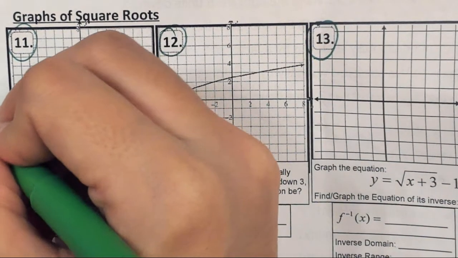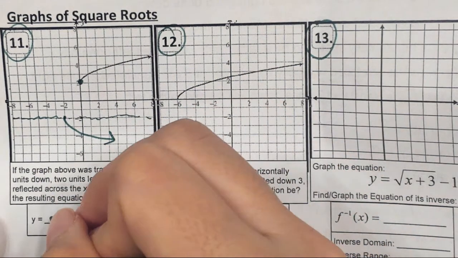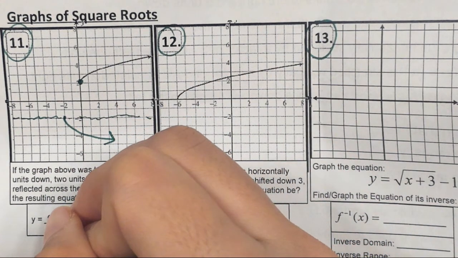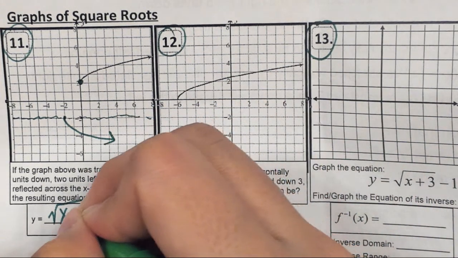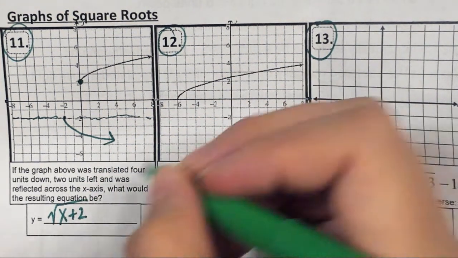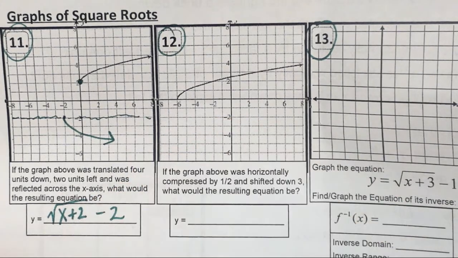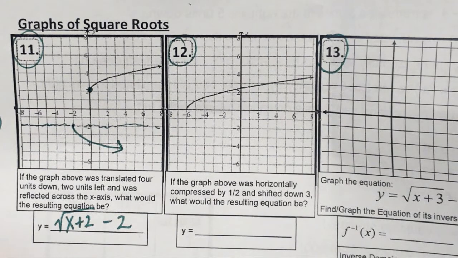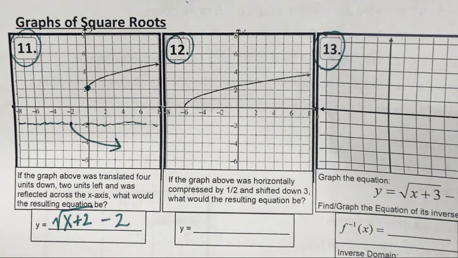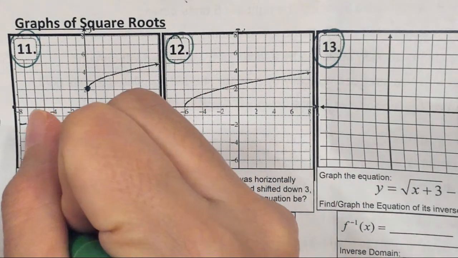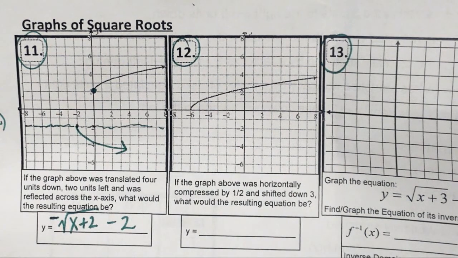-2. So if I was writing that in an equation, it would be the square root of x, remember horizontally is opposite, so it's +2 underneath the radical, and then it goes down 2, so it's going to be -2 on the end. Now reflected across the x-axis, anytime something reflects across the x-axis, the negative goes out in front of the radical. So just like that.